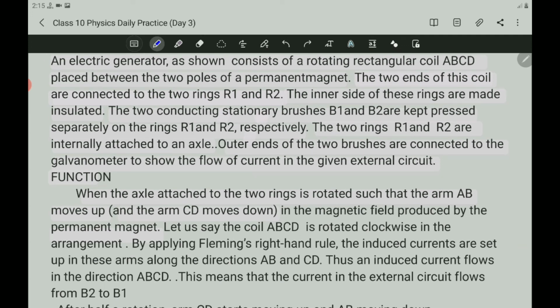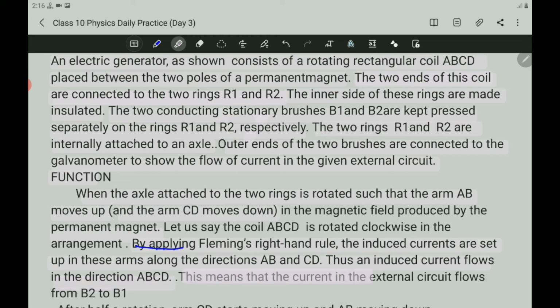By applying Fleming's right hand rule, the induced currents are set up in these arms along the direction A to B and C to D. Thus an induced current flows in the direction A, B, C, D.